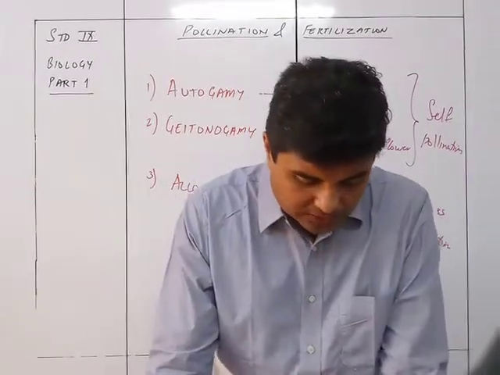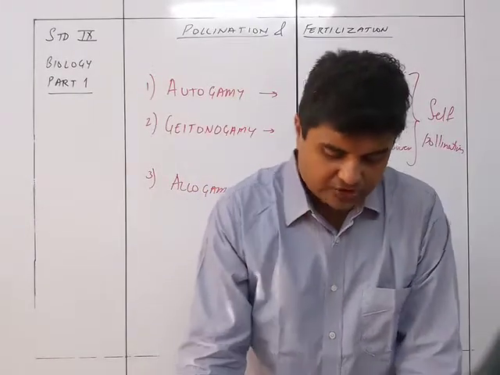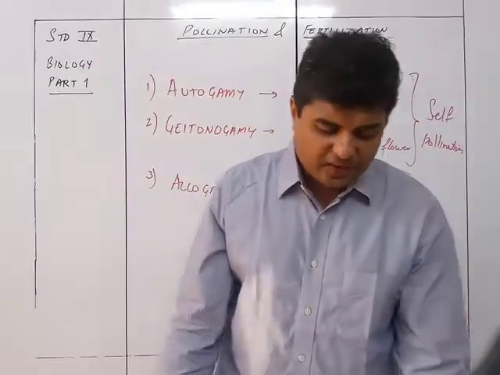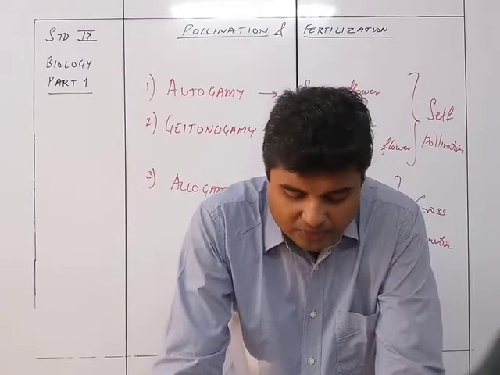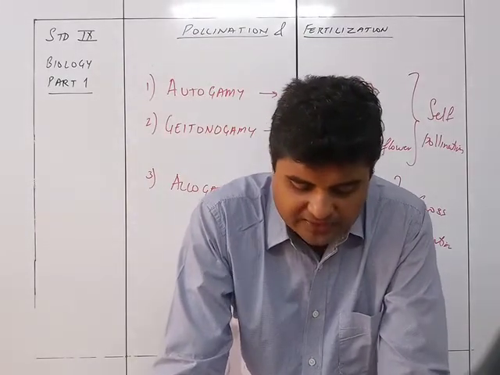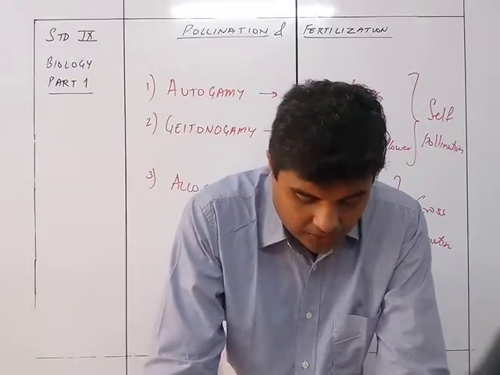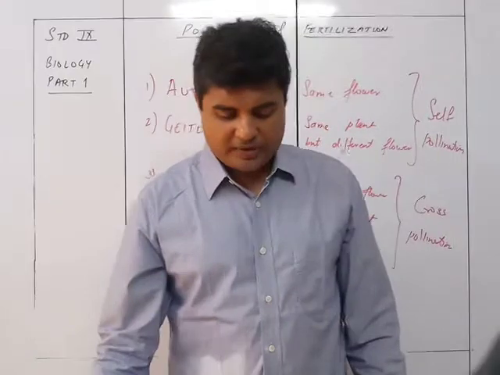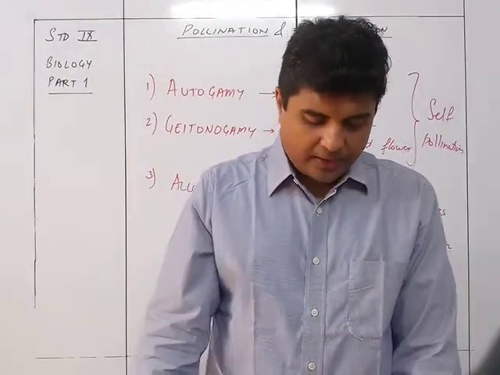The difference between self-pollination and cross-pollination is summarized over here. Self-pollination is the transfer of pollen grains from the anther to the stigma of the same flower, that is autogamy. Cross-pollination is the transfer of pollen grains from the anther of one flower to the stigma of another flower of a different plant of the same species, that is allogamy. In self-pollination, no external agency or agent is required. In cross-pollination, an external agent, wind, water or insect, is always required.